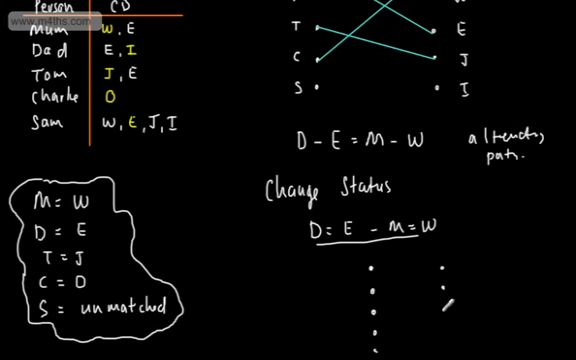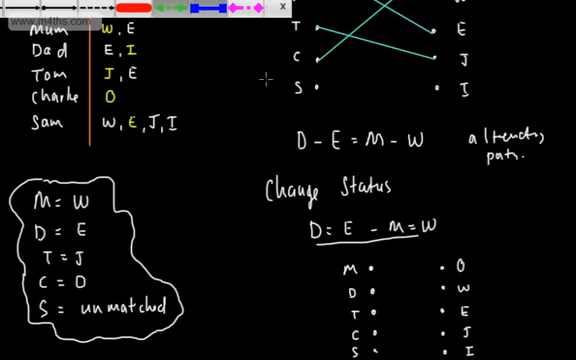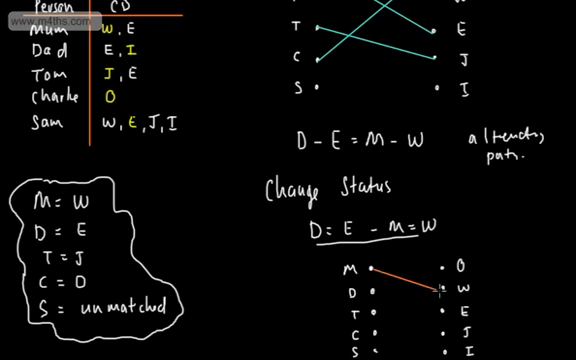If we look at our updated matching, and you will be working on the updated matching when we employ it again, we've got Mum, Dad, Tom, Charlie, Sam, and then we've got O, W, E, J, and I. So our updated matching looks something like so. Mum is with W, D is with E, T with J, and C with O.